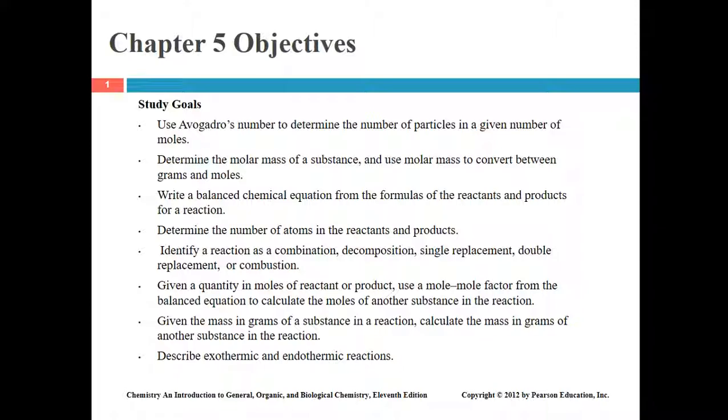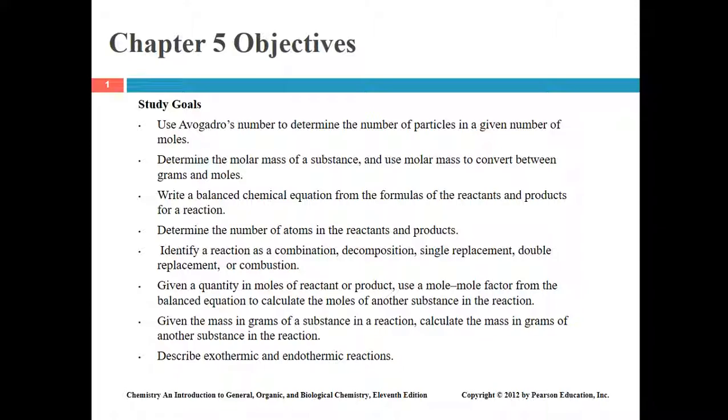determine the number of atoms in the reactants and products, identify a reaction as combination, decomposition, single replacement, double replacement, or combustion. Given a quantity in moles of a reactant or product, use a mole-to-mole factor from the balanced equation to calculate the moles of another substance in the reaction. Given the mass in grams of a substance in a reaction, calculate the mass in grams of another substance in the reaction. Describe exothermic and endothermic reactions.